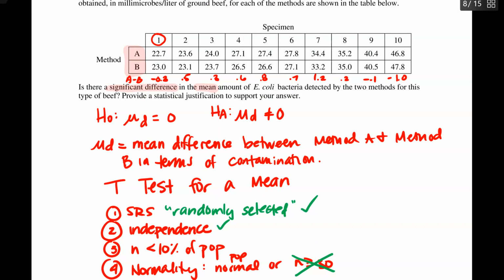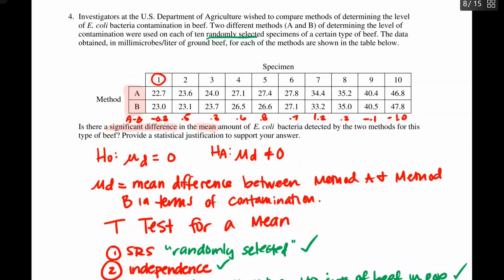You would just want to say that there are definitely more than 100 cuts of meat. Right, we have 10, so that means our population must be at least 100. Sort of arbitrary. I doubt they would actually assess this one. Normally they assess ones that are pretty obvious. And then the last one, did they tell us something about normality or n being greater than or equal to 30? If we look up, it doesn't look like they said normal. We definitely don't have n equal to 30.